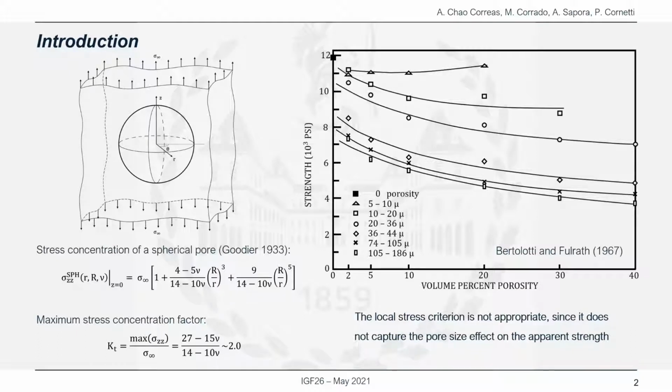However, this is in direct opposition with the experimental results by Bertolotti and Fulrath, shown on the right side of the screen. This experiment showed that, in fact, even for very low porosities, there might be a noticeable weakening, but with a magnitude dependent on the pore size. And this is what we call size effect. As a result, we can firmly state that the stress criterion is not suitable for use in this case.